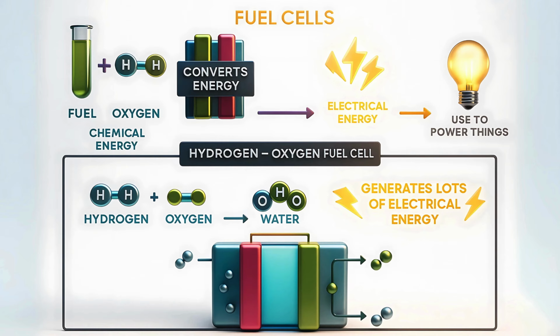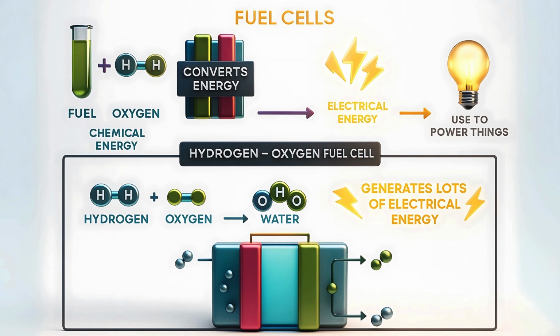More specifically, it transforms the chemical energy stored in a fuel and oxygen directly into useful electrical energy, which we can then use to power many different devices. There are several types of fuel cells used today, but the most common and most studied one is the hydrogen-oxygen fuel cell. This cell combines hydrogen gas with oxygen gas to produce water, and during this process it generates a large amount of electrical energy that can be harnessed immediately.